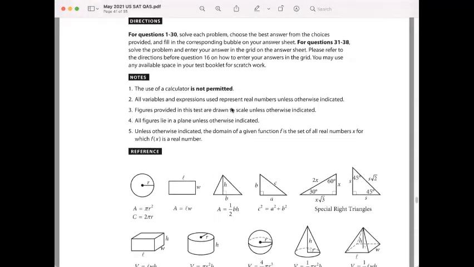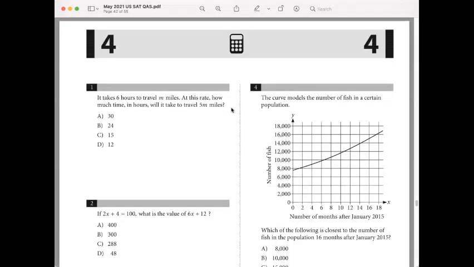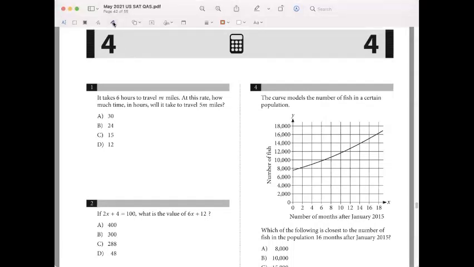Let's begin. Question 1. It takes 6 hours to travel m miles. At this rate, how much time in hours will it take to travel 5m miles? So to travel m miles, it takes 6 hours. So to travel 5m miles, it would take 5 into 6, which is 30 hours. Option A. So let's mark this.